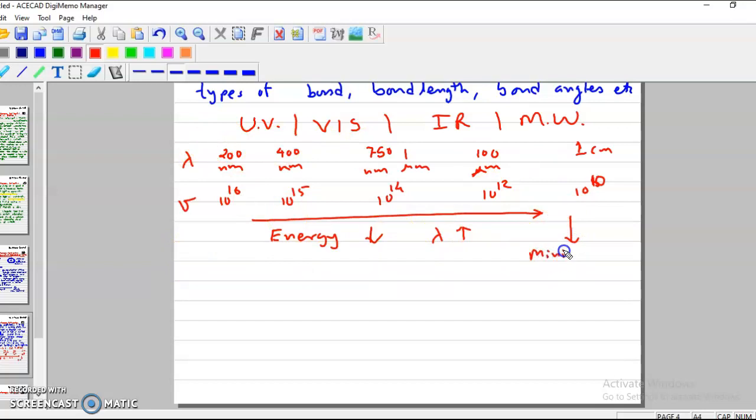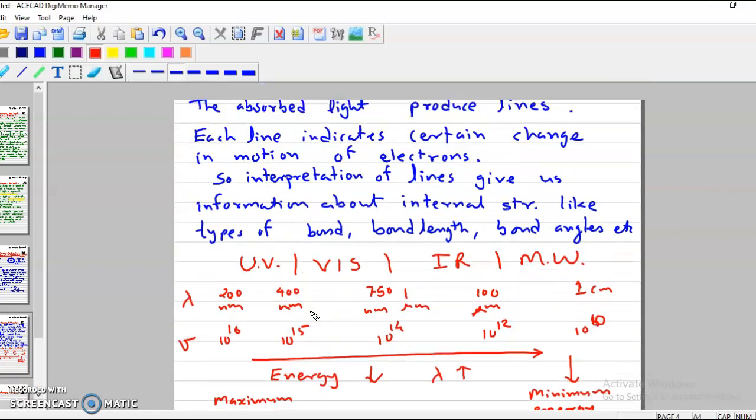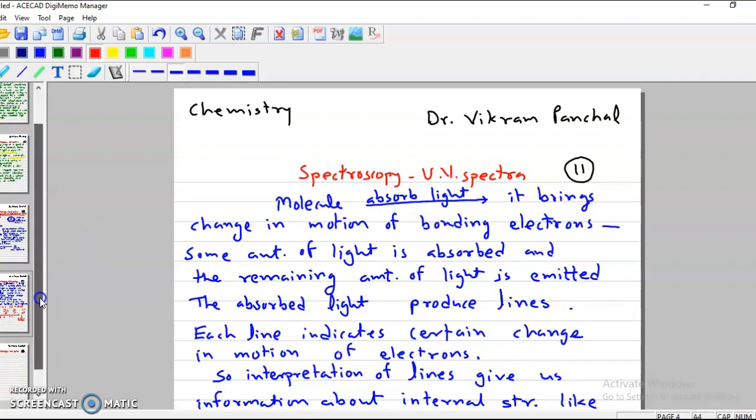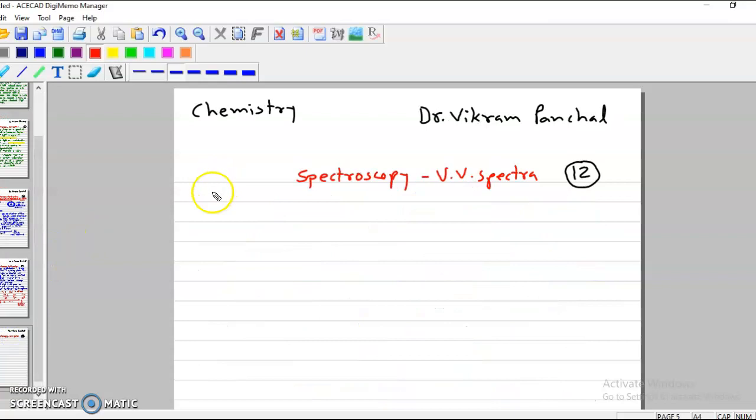So microwave has minimum energy and maximum wavelength, and UV visible has maximum energy and minimum wavelength. Obviously, if the energy of microwave is less, it will produce small changes. And if energy is more, then there are different changes in a molecule. So first of all, we will see how microwave changes the molecule. Microwaves have minimum energy.